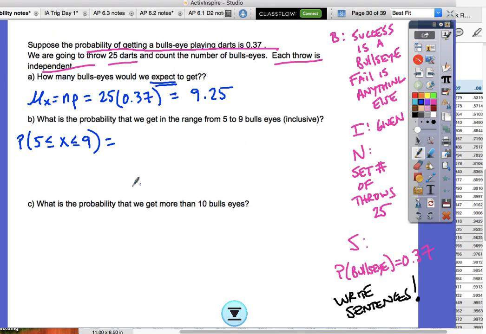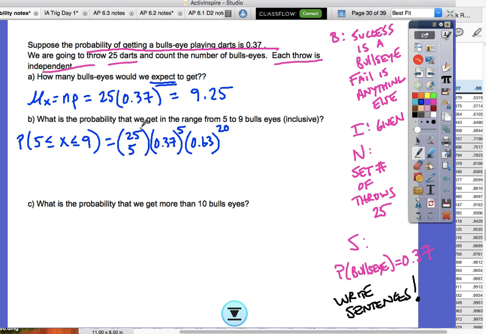Okay, so my lower bound is going to be a 5 and my upper bound is going to be a 9. So out of my 25 throws, my lowest number of successes is 5. So I'm going to take my probability of success, which was 0.37, and that is going to get raised to the 5th power. Then I'm going to do 1 minus 0.37, which is 0.63, and that's going to get raised to the 25 minus 5.